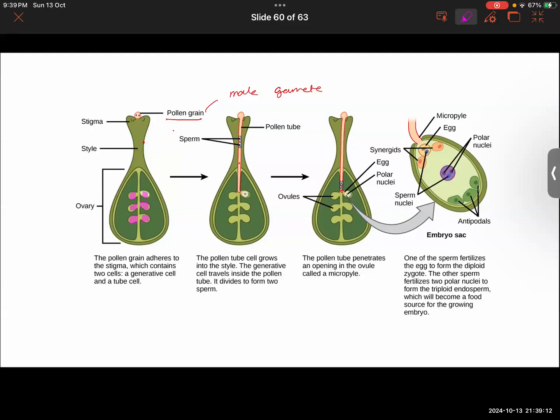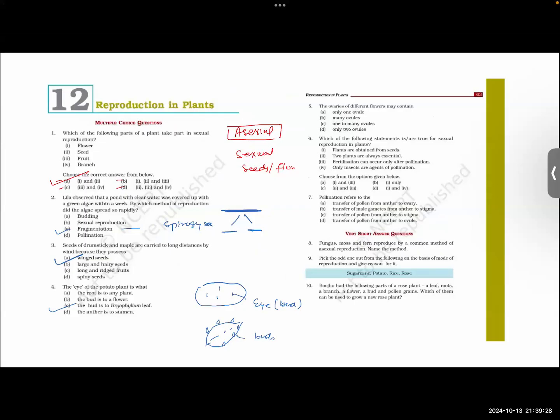Count the number of ovules in this one. Three, no, I mean six pairs or six ovules are there, right? And here it has fertilized with it. Okay? So here the fertilization took place. So there can be one or more than one ovule, one to many ovules. Continue to the next question.